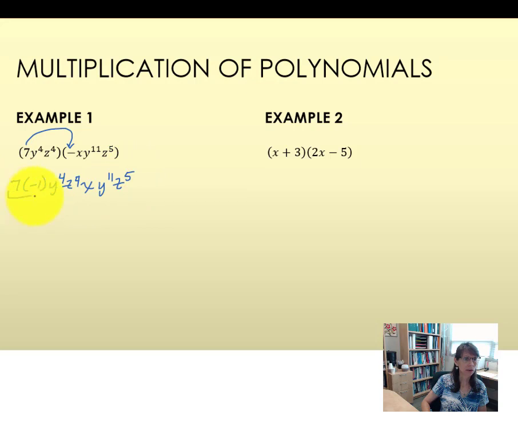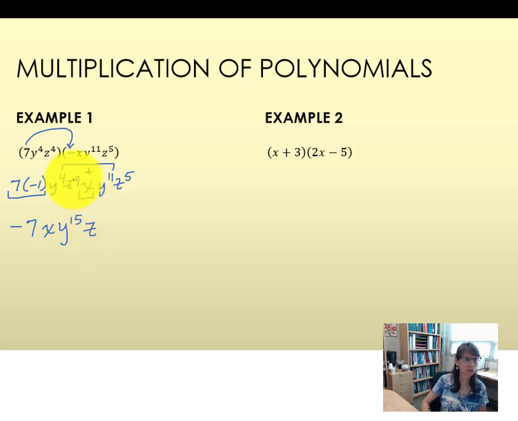So taking care of the numerical coefficient, I would have -7. I have y, z, x, y, z. So in alphabetical order, x comes first. We only have one base of x. So I'm writing that. That piece is done. Next would be y. I have two different bases of y. 4 and 11 are the exponents. So when I add those together, I would have y to the 15th.